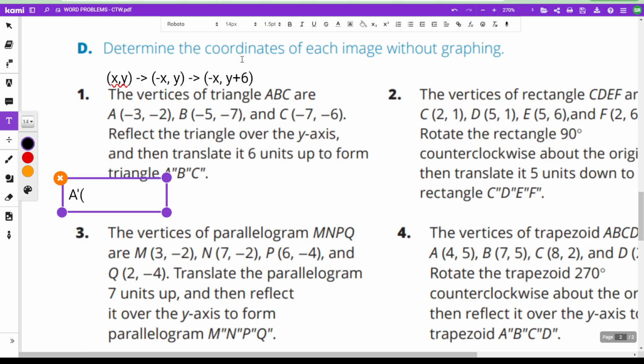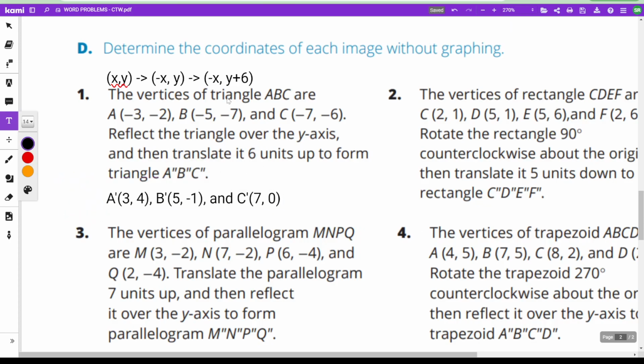A prime. Plug in -3 to here. That's going to be +3. Then we plug in -2 to here. That's going to be -2 plus 6. That's 4. Okay. B prime, we flip the sign on the 5. That's +5. Then we have -7 plus 6. That's -1. And C prime, flip the sign on the 7. So that becomes +7. And we have -6 plus 6, which is 0. Okay. So relatively simple once you have the proper coordinate notation. Just plugging and chugging.